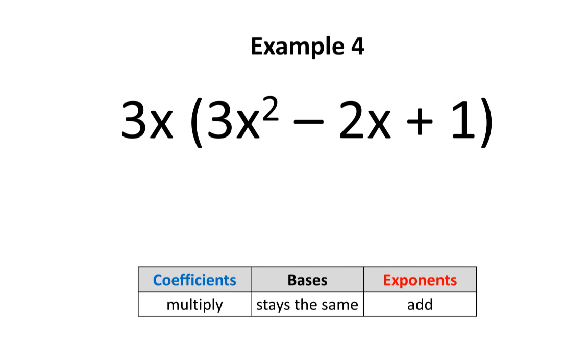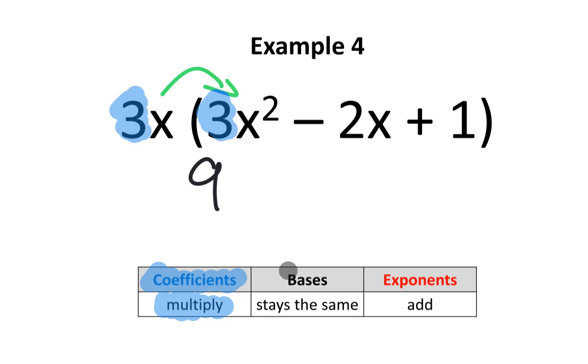In our fourth example, you want to multiply all the terms inside the brackets by 3x. I'm going to start by multiplying these two terms, which means I need to use the product rule. We're going to start with coefficients. The coefficient of this term is 3, and the coefficient of this term is 3 as well. You need to multiply coefficients, which means 3 times 3 is going to give you 9.